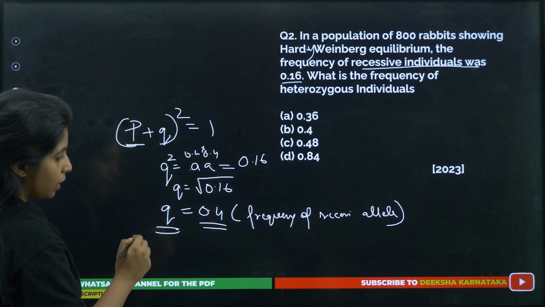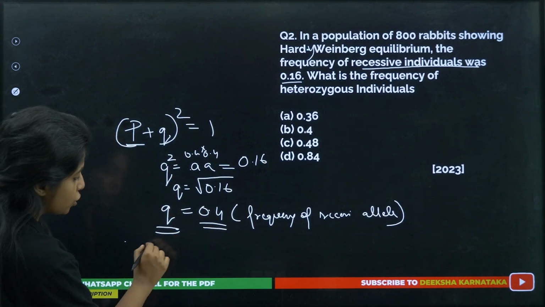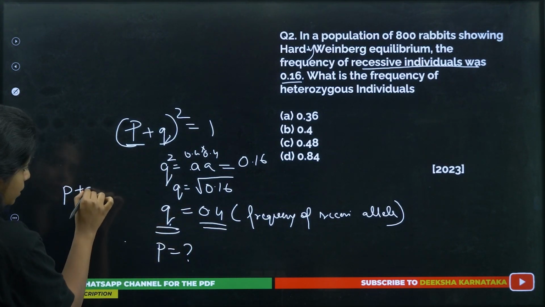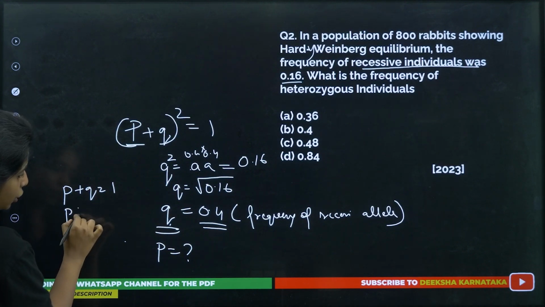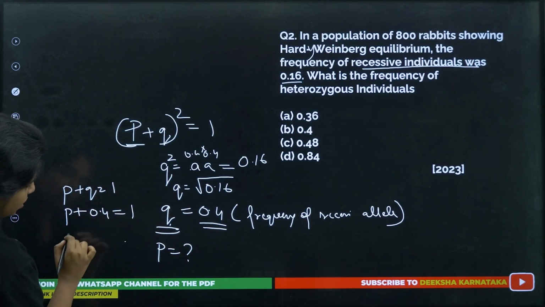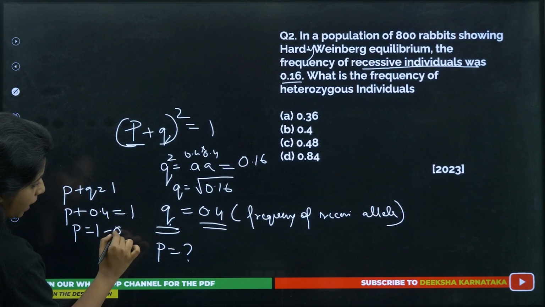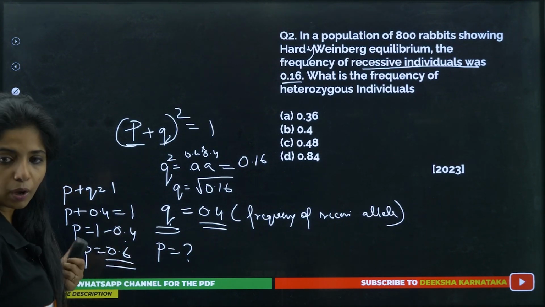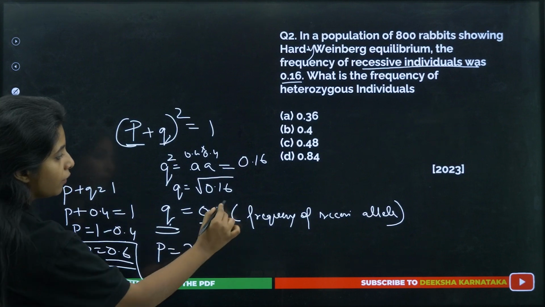Now if you know this, you can calculate what p is also. p plus q is equal to 1. If q is 0.4, then p will be 1 minus 0.4, which is equal to 0.6. So now you have p and you have q.